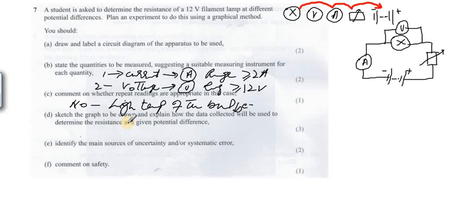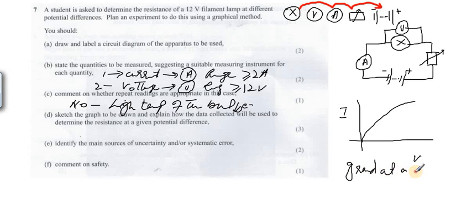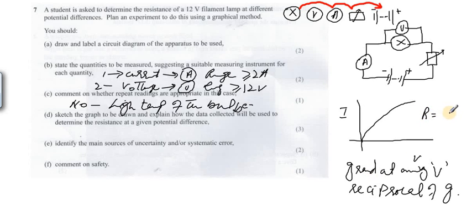Sketch the graph to be drawn and explain how the data collected will be used. Okay, one option is we can plot the graph with I on the y-axis and V on the x-axis, and we can expect a curved graph like that, and we can take the gradient at any point of V and then take the reciprocal of the gradient, which will give us the resistance. So the resistance would be 1 upon gradient at a particular voltage.